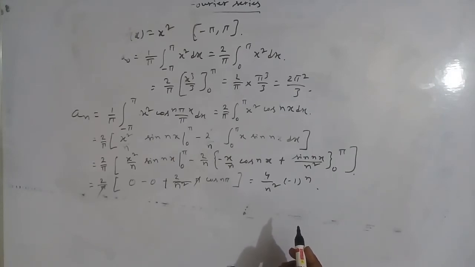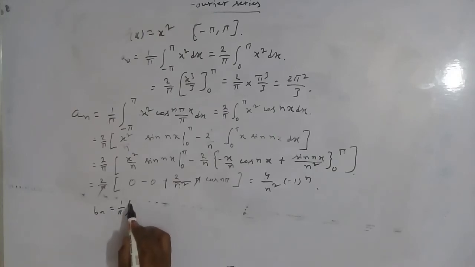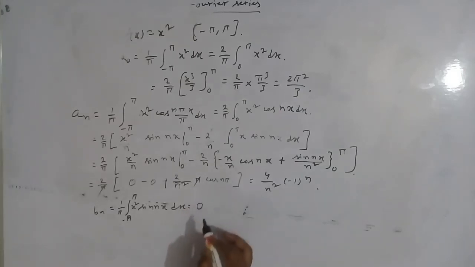Okay. Now if we want to find bn, we see that the formula for bn is 1 by pi integral from minus pi to pi of x square sin nx dx. Now since x square is an even function and sine is an odd function, the product of these two functions will be an odd function, and if we integrate this, it will be 0. Okay, so we got the value of a0 and an.